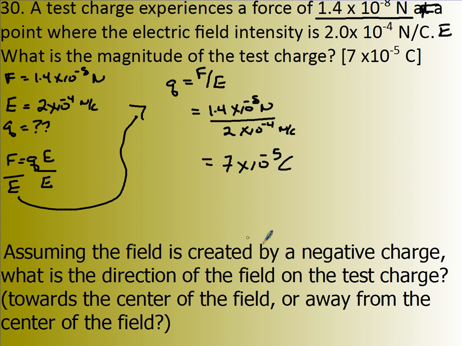Now assume the field is created by a negative charge. All right. What is the direction of the field on the test charge? Well, my test charge is always positive, so it's going to be towards the center of the field.